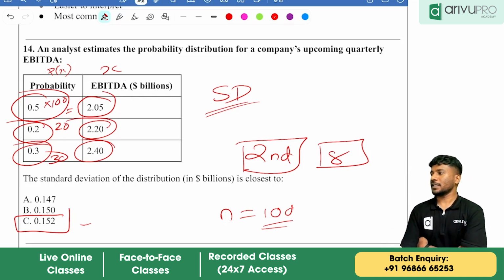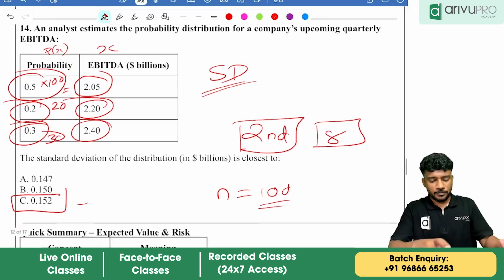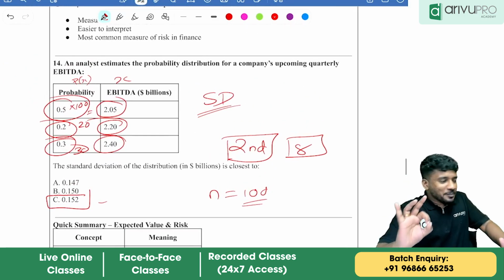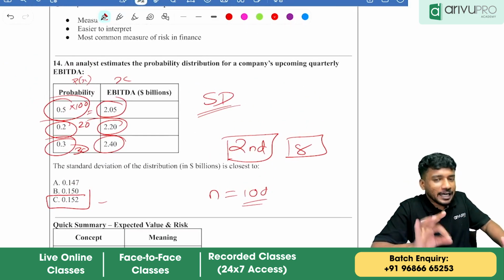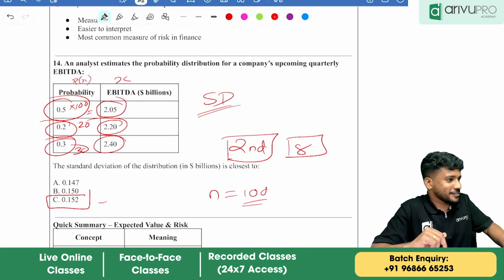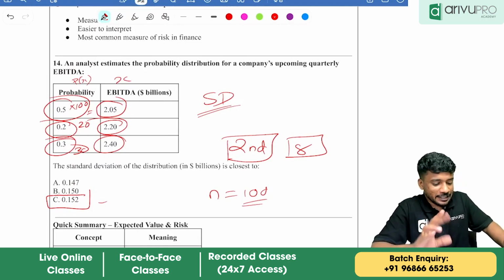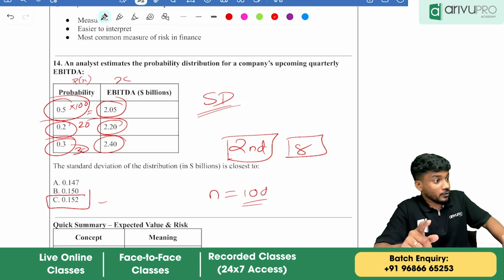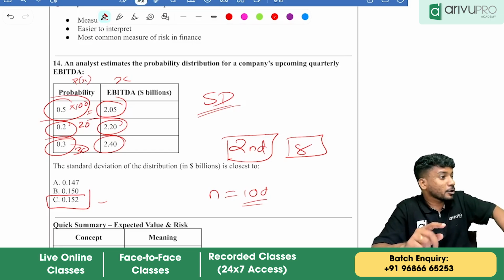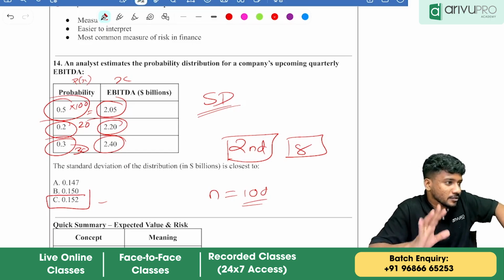Understood? Yes. Perfect. So one important thing is, if you don't convert it right, you will not get the answer. If you keep it in terms of 1 itself, your answer will be given with a few more decimal points. That time you will not be directly going for the answer. Some other answer will come into the picture.